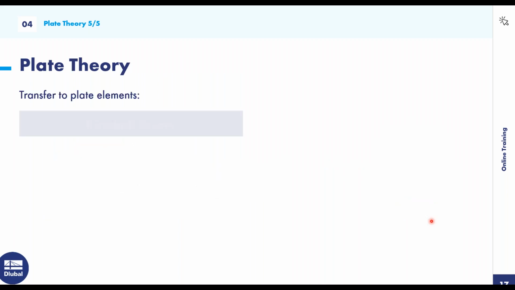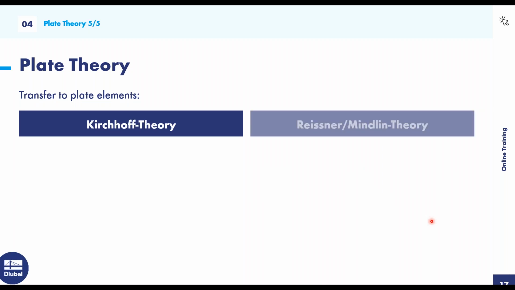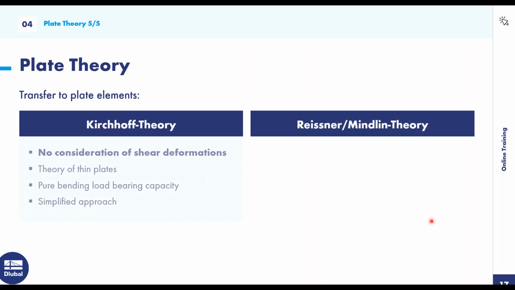So again, we have our two plate theories, the Kirchhoff theory and the Reissner-Mindlin theory. Just to summarize, the Kirchhoff theory has great results when using thin plates. For example, concrete slabs work great. Again, there is no consideration of shear deformations, and keep in mind that this theory only considers a pure bending load-bearing capacity. So this is just more of a simplified approach. Keep that in mind when using the Kirchhoff theory.